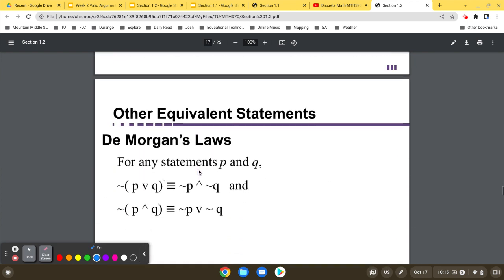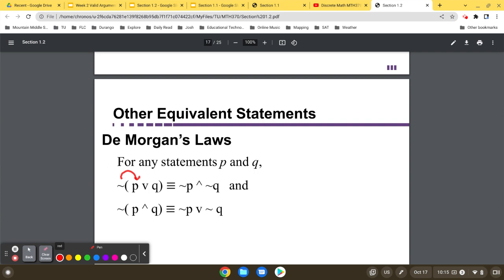For examples, we have something called De Morgan's Law. In De Morgan's Law, they've already proved it, so you don't have to prove it. For any statements P and Q, these will always be the same. You can think about this as a distributive property in some ways, like you're distributing the negation through. So you've got P or Q. So not P, but instead of being or, it becomes and, not Q.